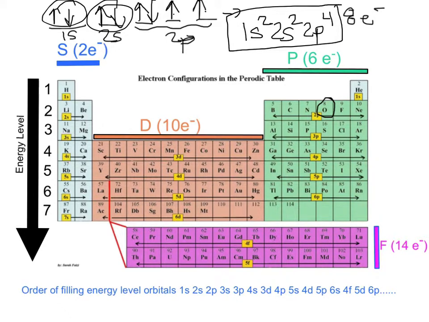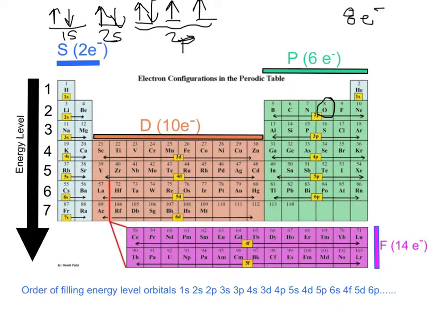The way we know it works is because if we take this number here and this number here and this number here, and we add them all together, we should get 8. Let's do that. 2, 4, 8. So everything checks. Good to go. So 1s2, 2s2, 2p4. That's our electron configuration for oxygen.